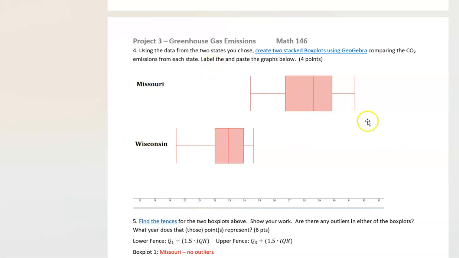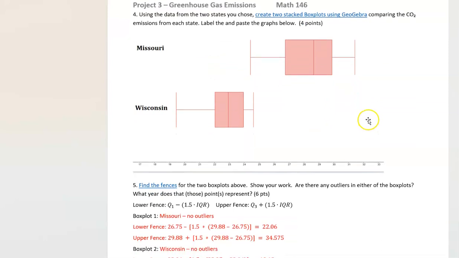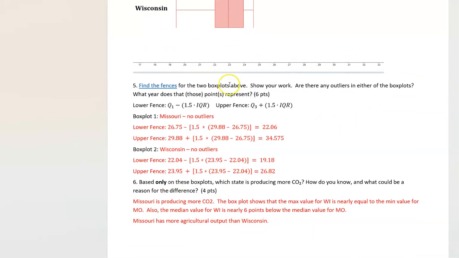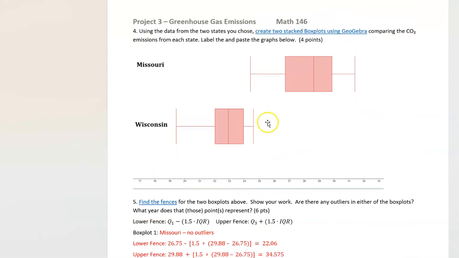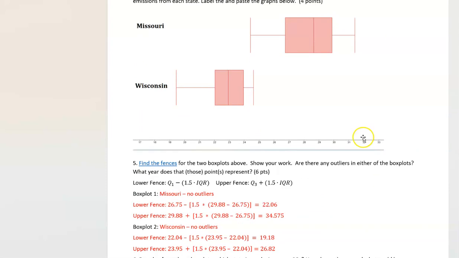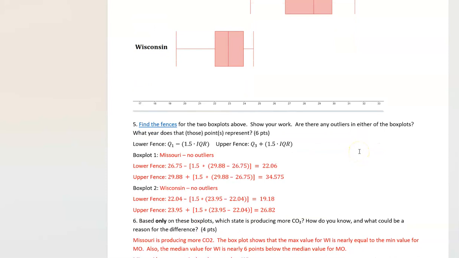And so we're just labeling and pasting them there. Then we're going to find the fences for the two box plots above and show your work. Are there any outliers in either of the box plots? Outliers would show up as little X's out here. So if you have an outlier, you'll see it if you've done that graph in GeoGebra.